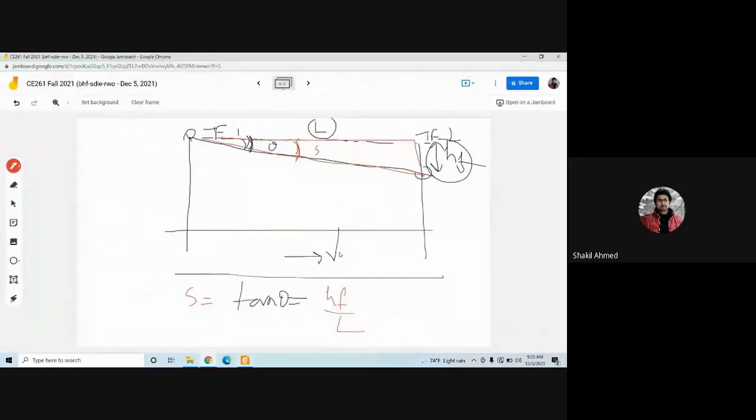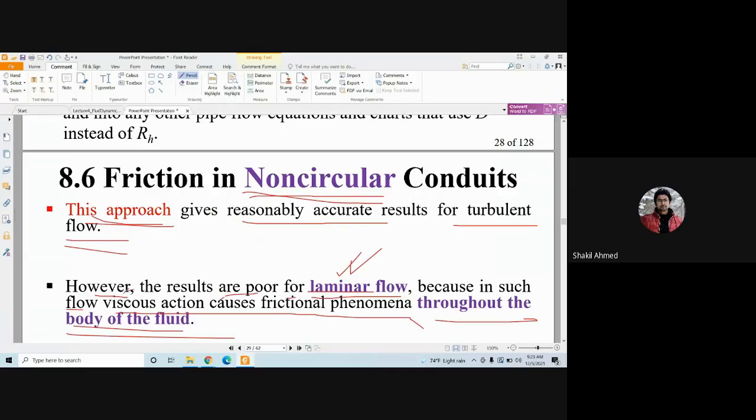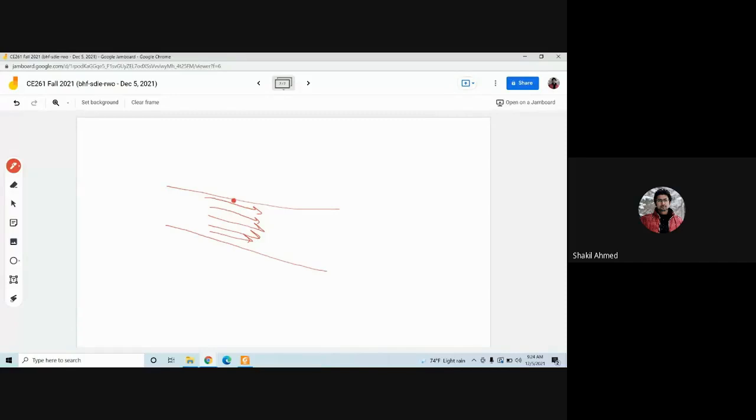Why? Because if you look at the laminar flow, in case of laminar flow, the viscous action causes frictional phenomena throughout the body of the fluid. That means you have the viscosity here, here. The frictional force acts throughout the body, okay? Clear? This is laminar flow.